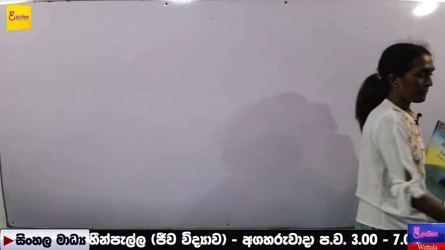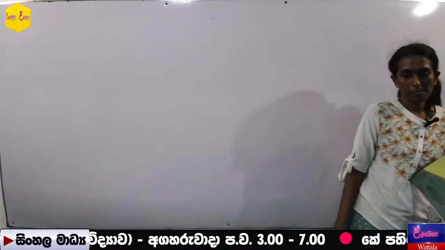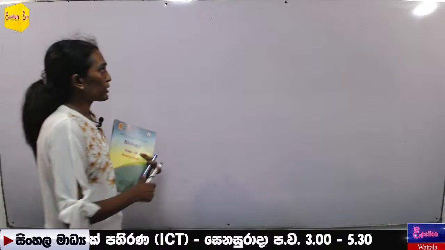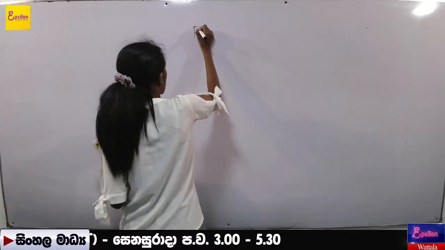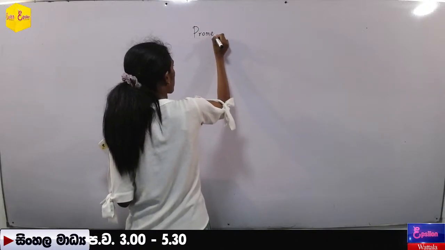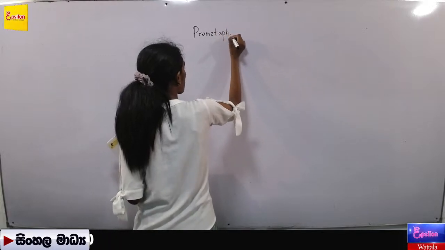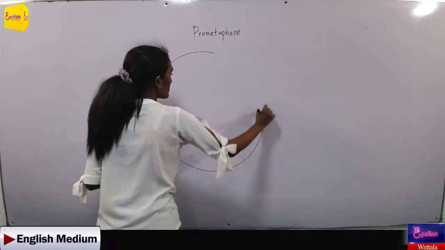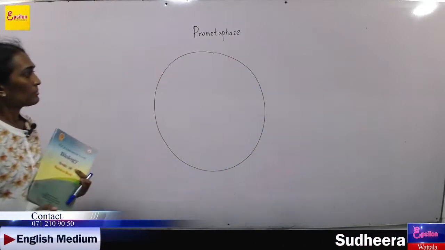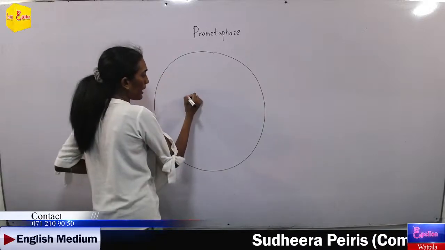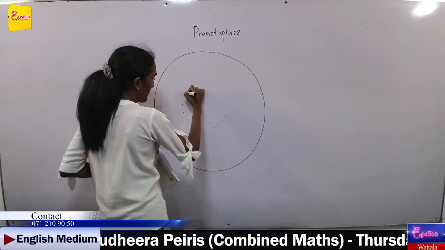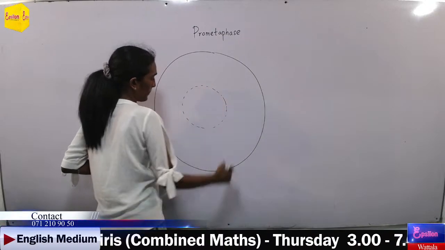Now what phase is coming? Prometaphase. So we are going to quickly go into prometaphase. So now the nuclear envelope is fragmented, so you have to show that nuclear envelope is fragmented.